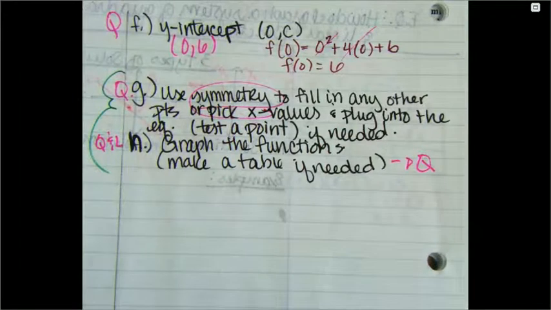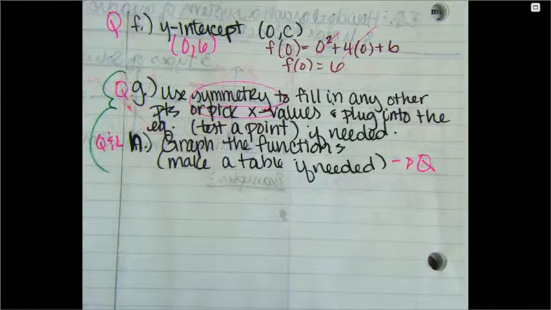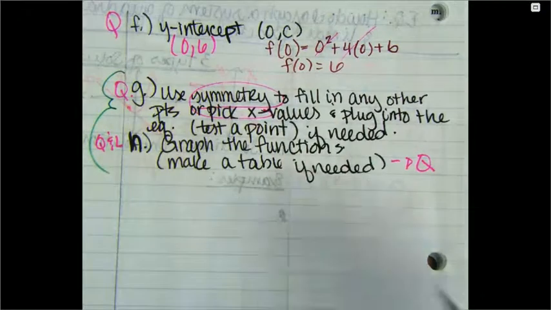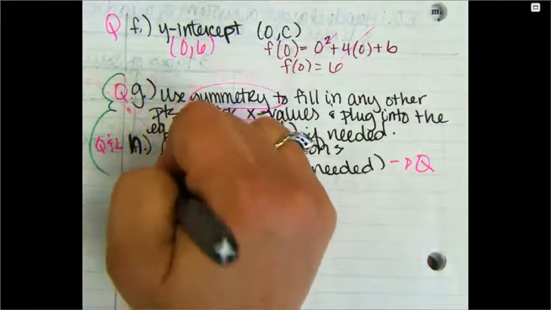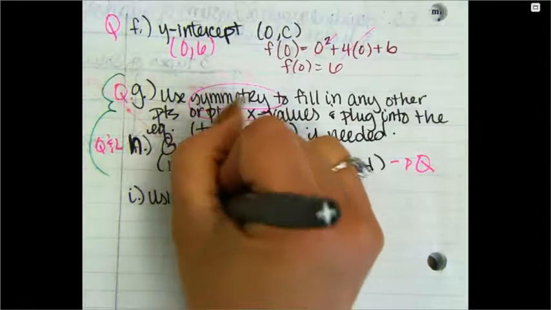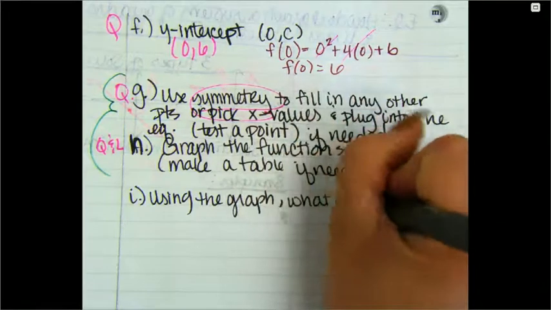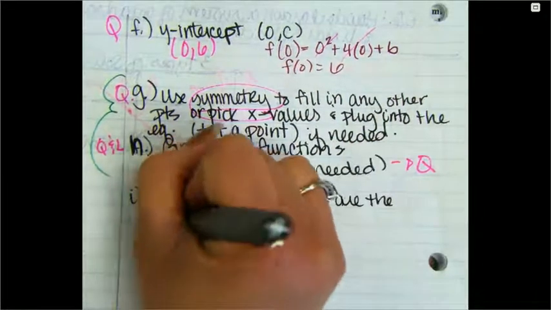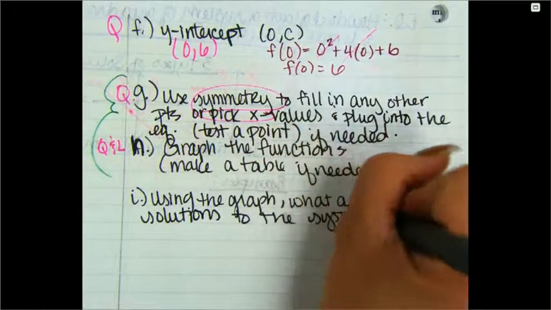When do we use symmetry? All the time. What point do we graph when we always try to mirror it? Not the vertex. Vertex can't be mirrored. It's the only one that can't be mirrored. The y-intercept. Because the y-intercept's usually somewhere over here. We need to mirror it so we know what the picture looks like, right? So, letter I. Using the graph, what are the solutions to the system? Check your answer.